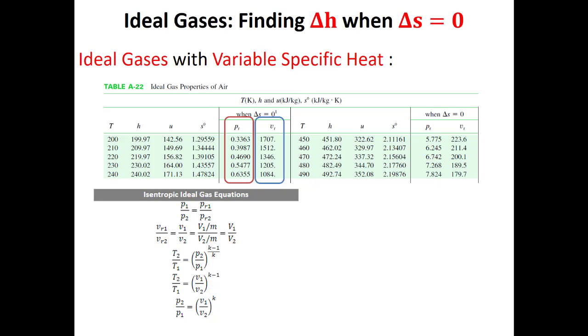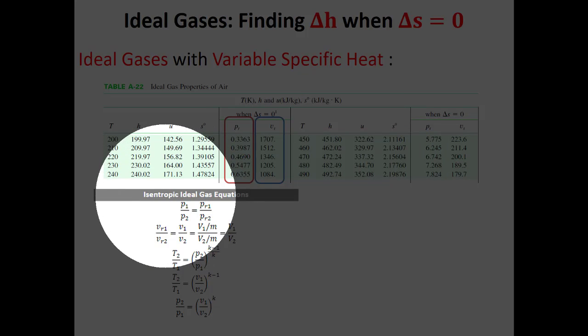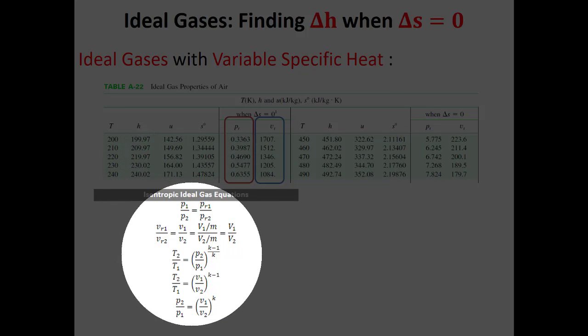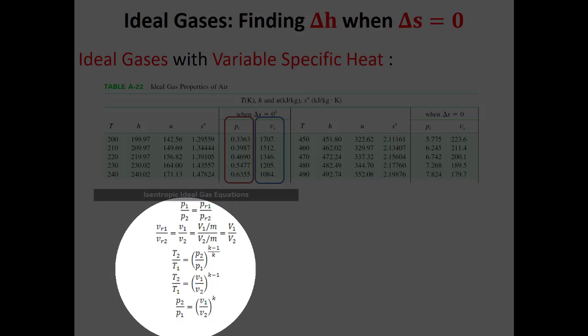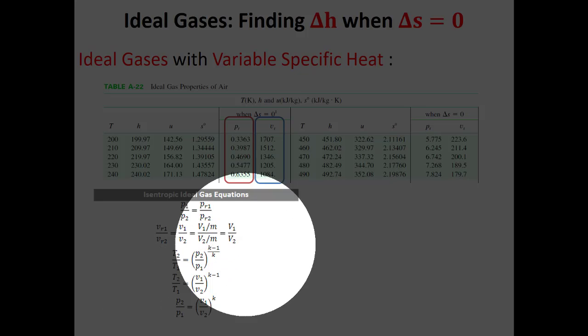If you look on the equation sheet, we tried to arrange it in a way that was useful. Here you have some equations, isentropic ideal gas equations. So if your process is isentropic and your working fluid is an ideal gas, you can use these equations. Now for this exam, we're only going to focus on these three equations here.